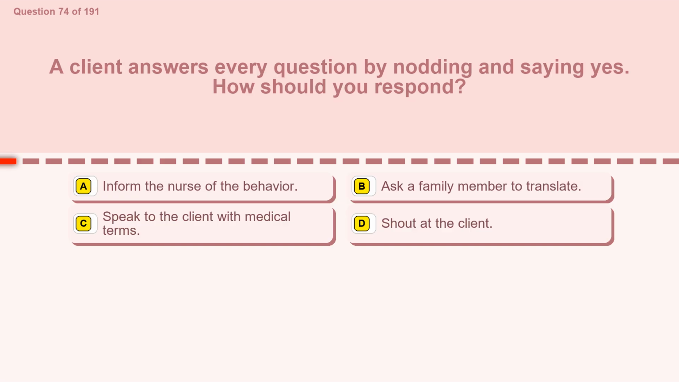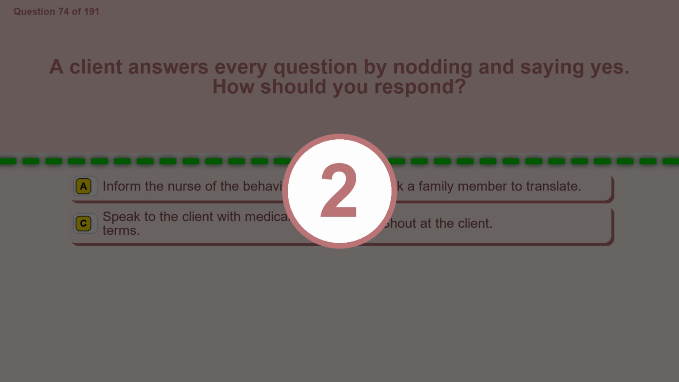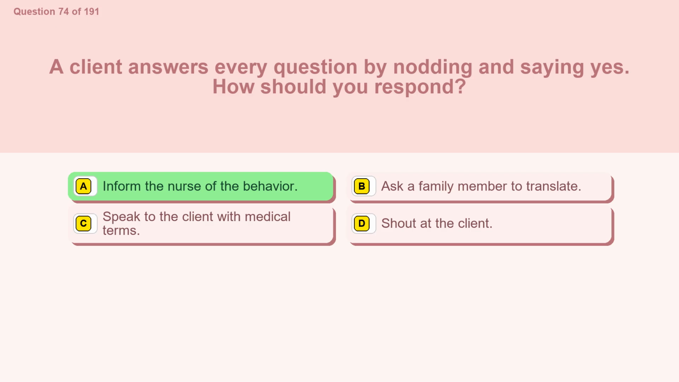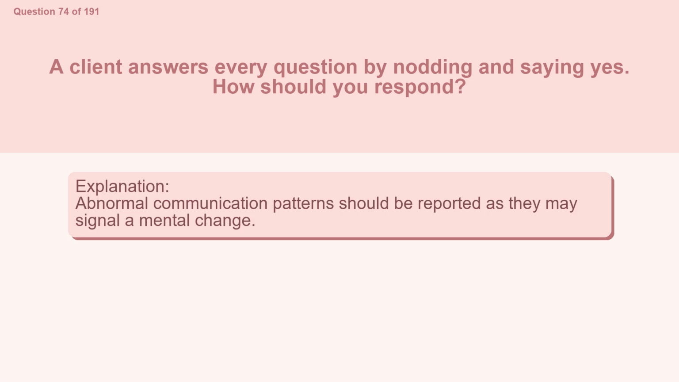Question 74. A client answers every question by nodding and saying yes. How should you respond? Option A, inform the nurse of the behavior. Option B, ask a family member to translate. Option C, speak to the client with medical terms. Option D, shout at the client. The correct answer is option A, inform the nurse of the behavior. Abnormal communication patterns should be reported as they may signal a mental change.